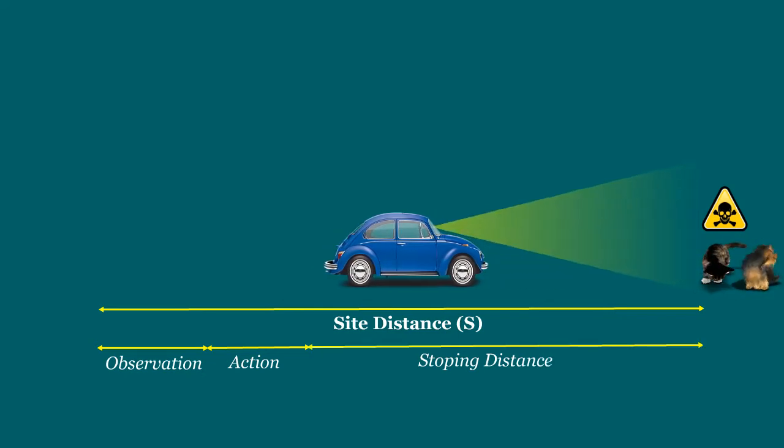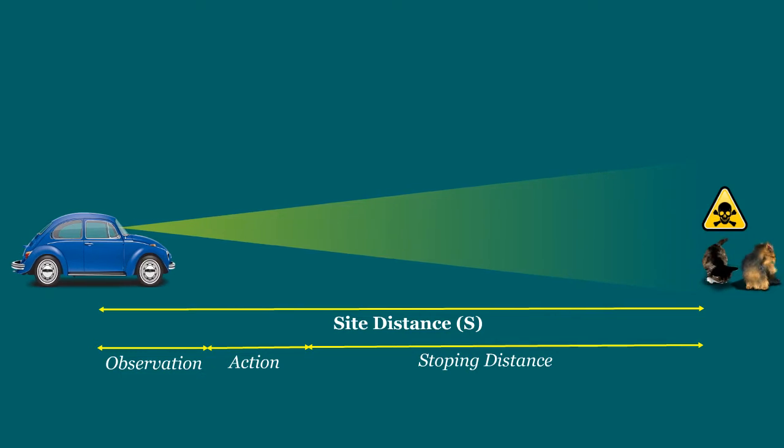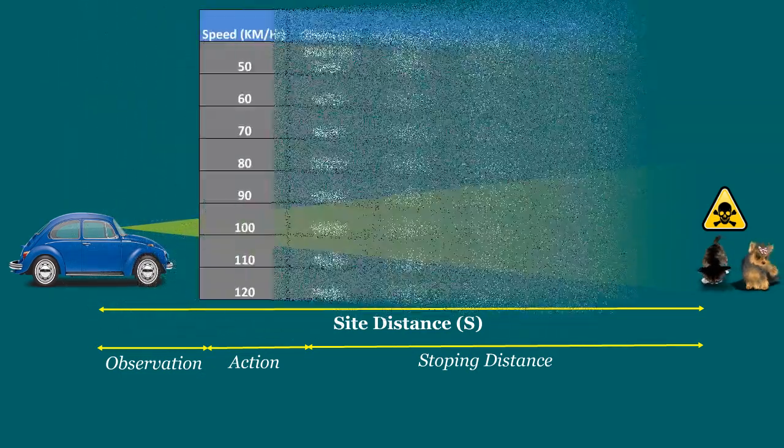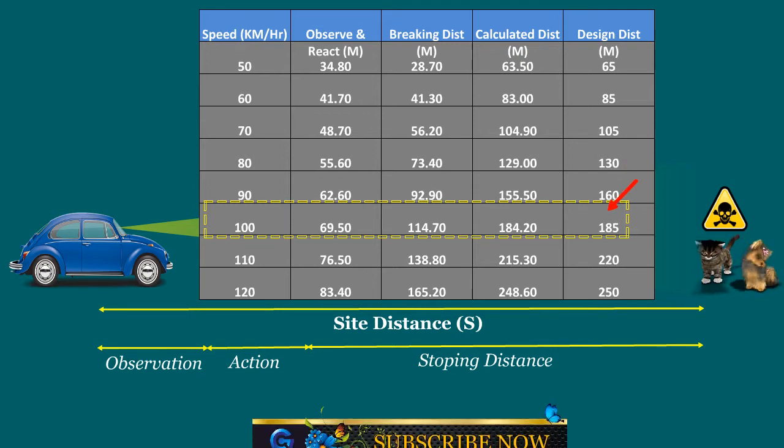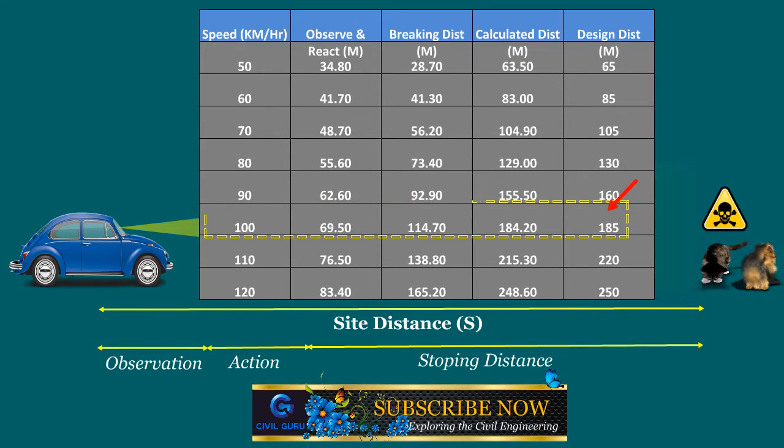The minimum length required for stopping sight distances, recommended by the American Association of State Highway and Transportation Officials, is given in this table. Let us take a sample from this table. When a vehicle is traveling at 100 km per hour, and an object is found on the road, then the vehicle needs a minimum of 185 meters to stop without any hazard.